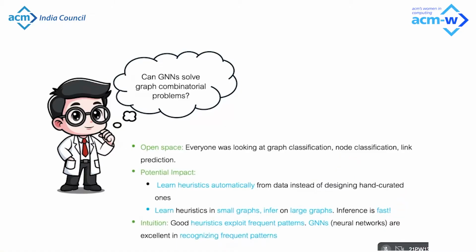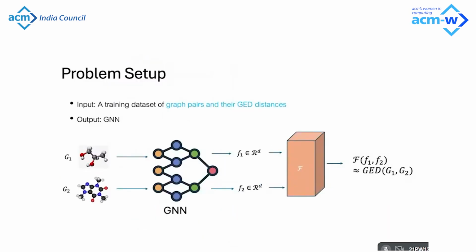And why should GNNs be able to pick this up? Because it has been shown in many different works that neural networks are good at recognizing frequent patterns. Okay, so that gave me some hope that maybe this is an area that we want to work on. So that was the main reason I went in.